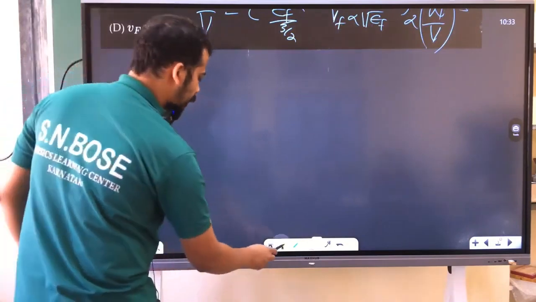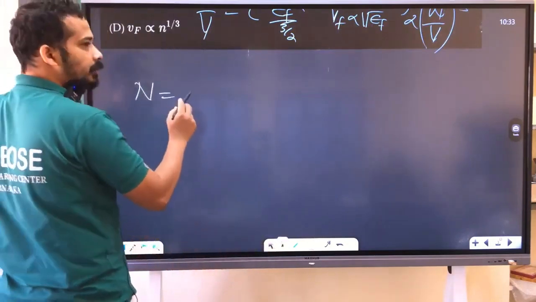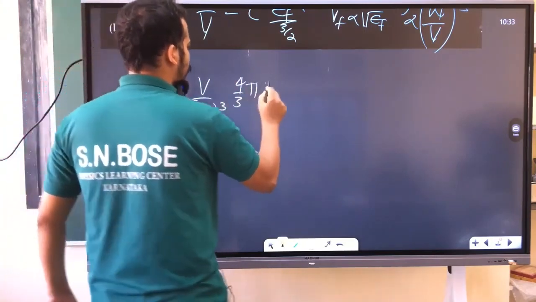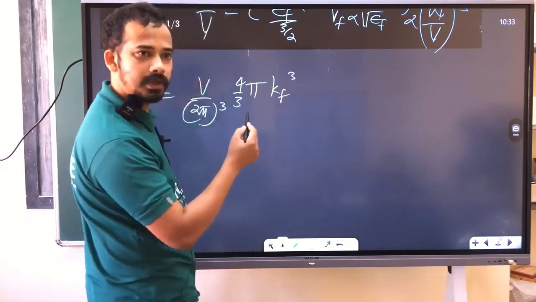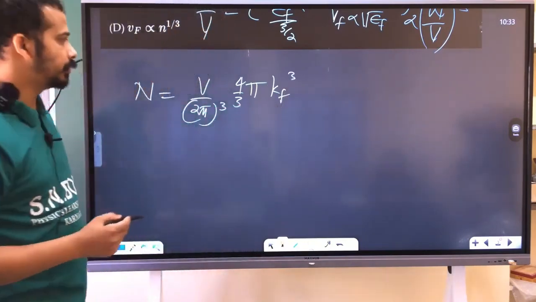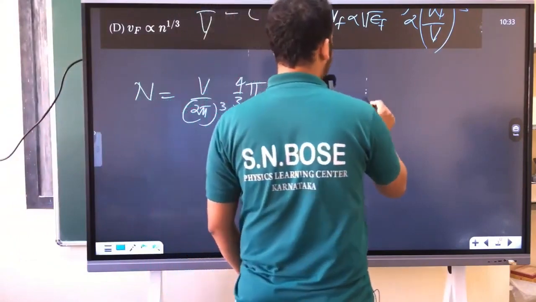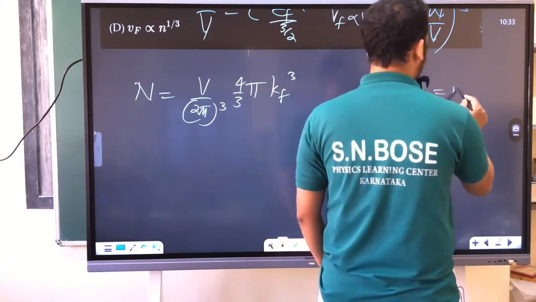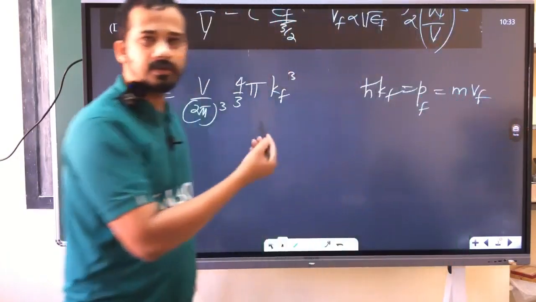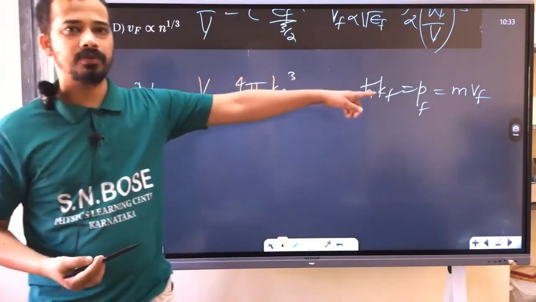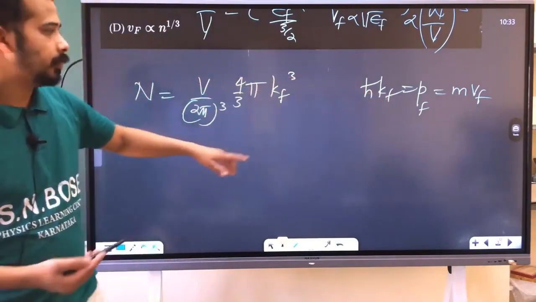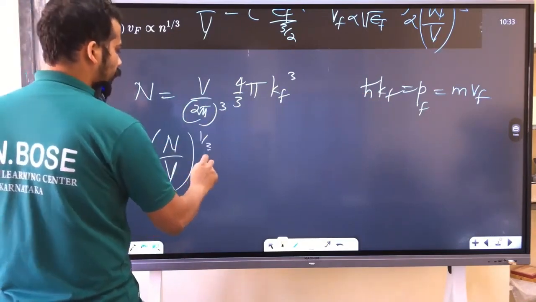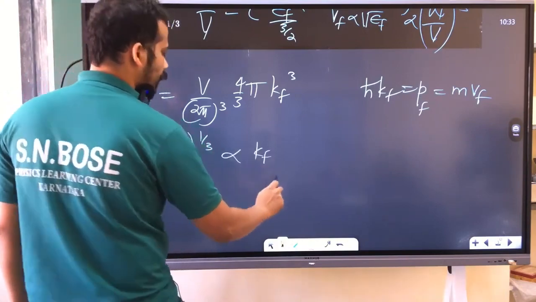Now what I'm saying is, you write that expression directly. What was that expression? (V/2π)^3 times (4/3)π kF^3, isn't it? That's the volume. Now ħ kF is nothing but pF, and pF is nothing but m vF. So kF is proportional to vF. That's why you can write directly that (N/V) to the power 1/3 is proportional to kF.